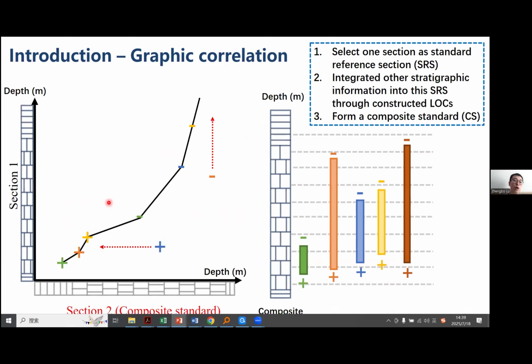And also graphic correlation can generate a composite standard. First we could select section 2 as a standard reference section and then integrate other stratigraphic information from section 1 into it, making it a composite standard. And this composite standard would contain more complete stratigraphic ranges than any other local sections in our dataset, like this.